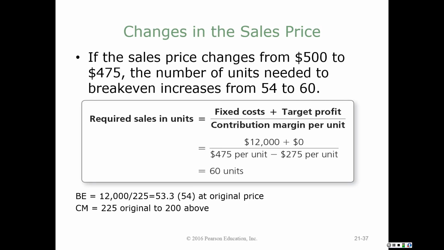All right, here's a good note on rounding when you're doing cost, volume, profit analysis and break even. You always round up. We can't manufacture 53 and a portion of a product to sell and break even. So you always have to round up with cost, volume, profit when we're trying to determine the number of units that we need to sell, 54. So if we drop our price, instead of selling 54 units to break even, now I need to sell 60.